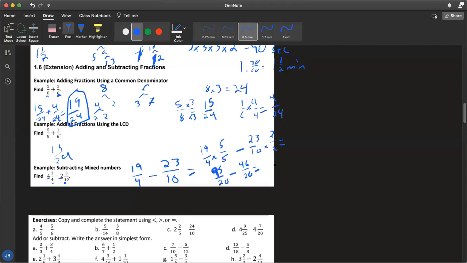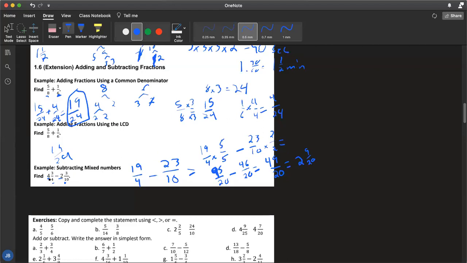So now 95 minus 46. So I got 49. Is that what you got, Jerry? Is that what everybody else got? Over 20? Perfect. So 20 goes into 49 2 times, and we're left with 9. Does that look good? Is that what everybody else got? Yeah? Okay, cool. So that's our first way to do it.